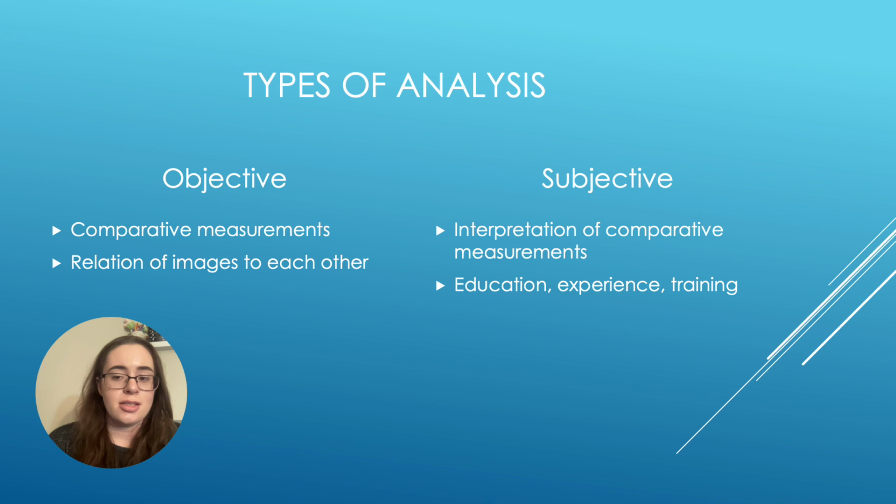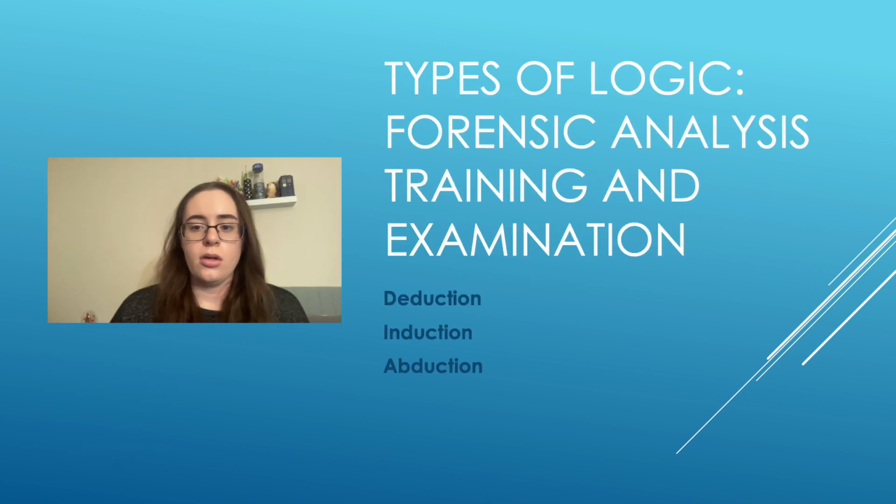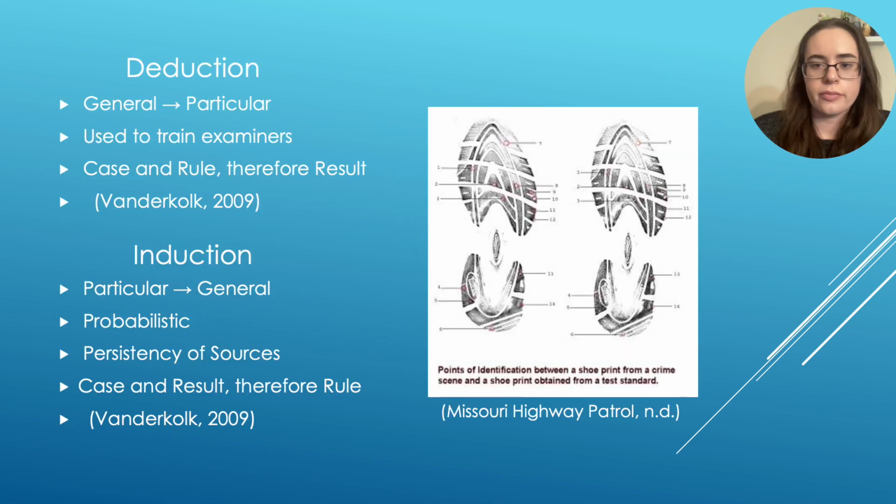Subjective analysis is seen in the application of these techniques and in the interpretation of the results. While the conclusions should be based on objective evidence, the scientist's training and educational background will also contribute to the outcome of their analysis. Over the course of a forensic scientist's training, they will use 3 types of logic when examining evidence. These 3 types of logic are deduction, induction, and abduction.